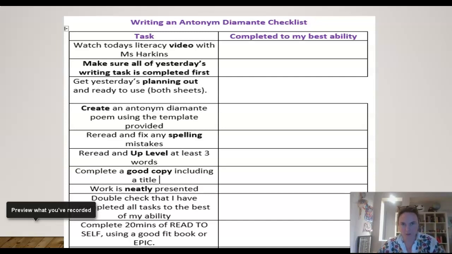Once you have done your good copy of your poem, and you have a title and you've sent it to your teacher, then our extra task today is to do 20 minutes of read to self using a good fit book or epic. So boys and girls, we're all looking forward to seeing some amazing diamante poetry. Good luck.